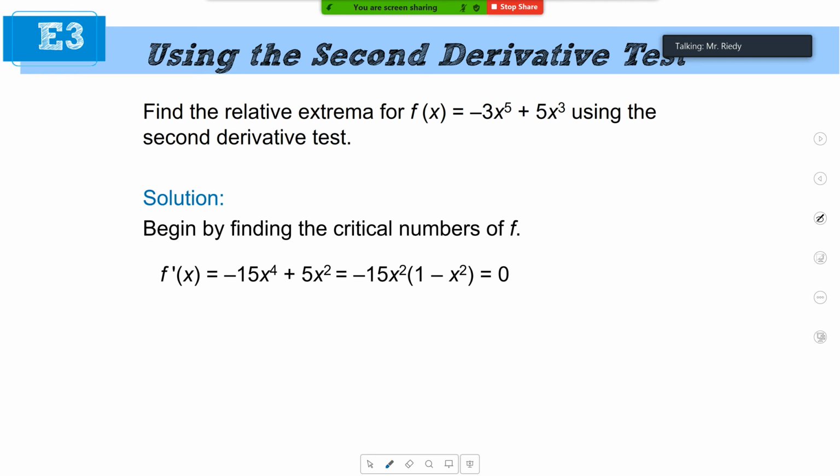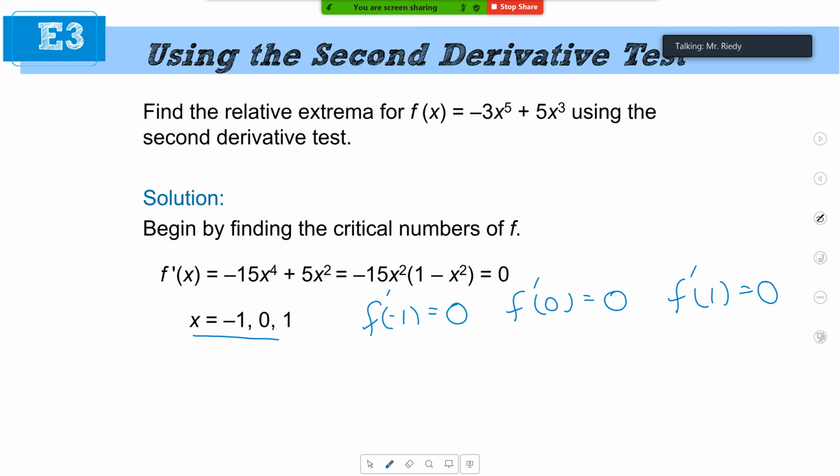I need to start by finding the first derivative. Easy peasy. Then I need to find the critical numbers. Those critical numbers happen at -1, 0, and 1. So again, for the 9th time, if we were looking for a max and min using the first derivative test, I would take these numbers, put them on a number line, test regions, max mins, good to go. Well, that's not what we're doing. We're using the second derivative test. But I do know that each one of these points tells me the same thing: f'(-1) = 0, f'(0) = 0, and f'(1) = 0, because that's what makes them critical numbers.